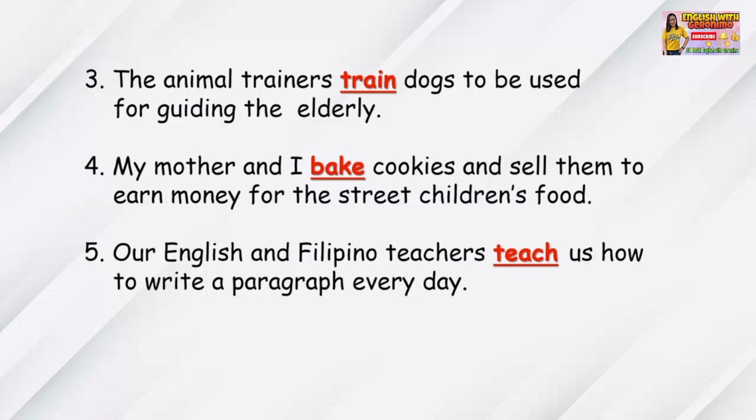The simple present tense of verb is train. There is no S or ES at the end because the subject is plural or more than one, the animal trainers. Number 4. My mother and I bake cookies and sell them to earn money for the street children's food.